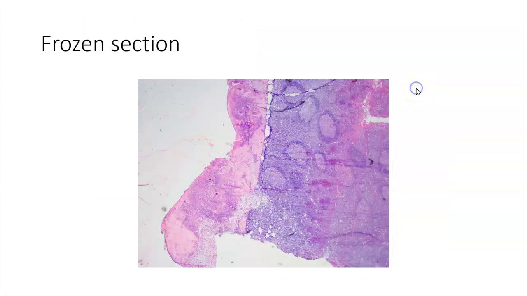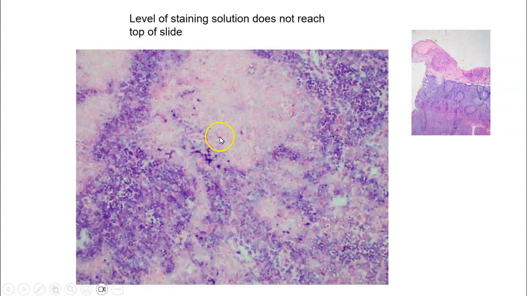So here is another artifact on frozen section, especially if an auto stainer is used and on the vertical plane, when the staining solution, in this instance hematoxylin, does not actually reach the top of the specimen, you're going to get this very, very blurred out area that's very difficult to assess. So this is the reason for this artifact, and the solutions then need to be topped up.